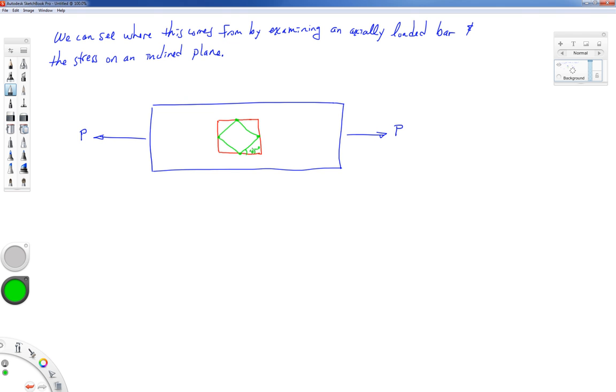I'm going to draw this square out outside of this so we can visualize this a little bit before and after the deformation. So here it is again. I'm just going to draw this before it's deformed.